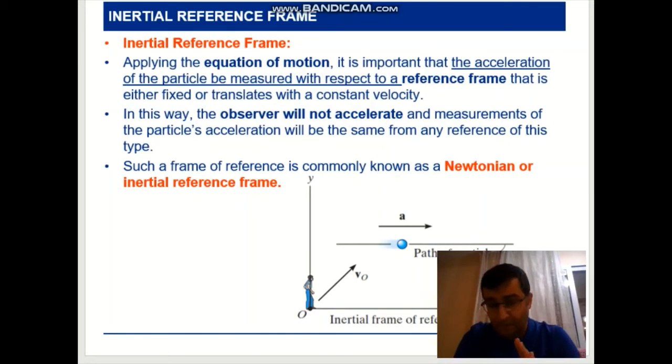So we choose the reference frame to make the problem easy, not a complex task. So that's why we are choosing the fixed frame or translational at constant velocity. But mostly, as we know, rectangular coordinates, polar coordinates, normal tangential coordinates, and cylindrical coordinates, all of them we are making fixed.